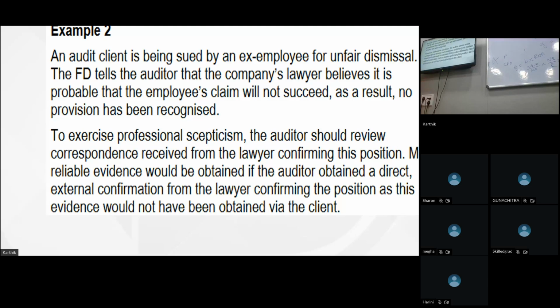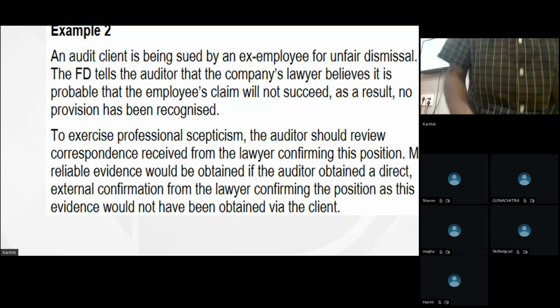Okay, so the FD tells the auditor that the company lawyer believes the company will not succeed as there is no provision. So what do they do here to get the evidence? Ask the lawyer, and tell him please give evidence, rather than asking the client. Because lawyers are not the most ethical people themselves. So if you contact the lawyer yourself and get the evidence, that's the best form of evidence, better than getting client evidence in this case. Clear?